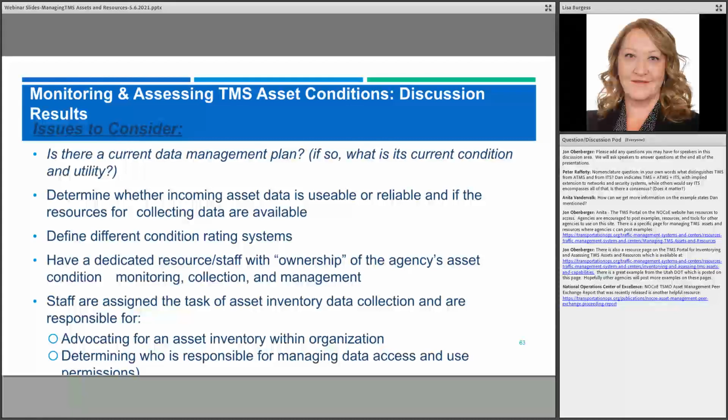So it's important to have a good understanding and to make sure that specific tasks are assigned and the emphasis is there on the importance of this activity. Who within the agency can help advocate for an asset inventory and good asset management practices and processes? Who is going to be responsible for managing data access and how to allow different permissions to those who need to use it? So I think there's a whole host of different considerations when it comes to all of the different aspects of how assets are monitored, how their condition is evaluated, and how their performance is assessed.